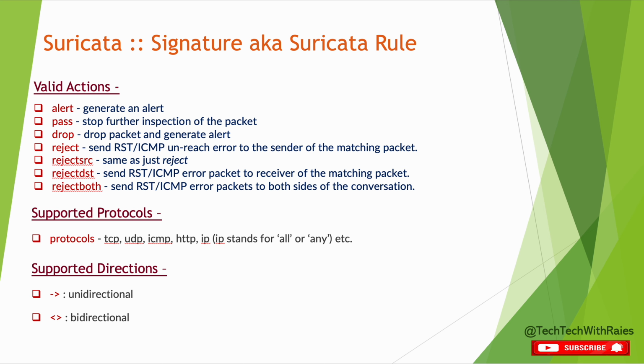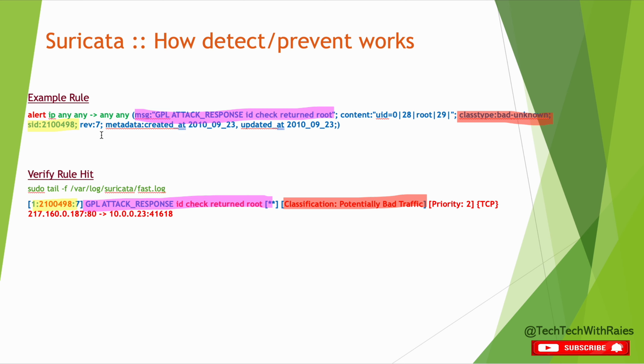For that I am taking another example. This is an example rule showing how detect and prevent works. It says alert IP protocol, meaning any protocol, any source, any source port number, any to any. Basically, whenever any protocol is there, the alert will be generated provided the user ID is root. So if the incoming packet has content like user ID root, it will generate an alert.